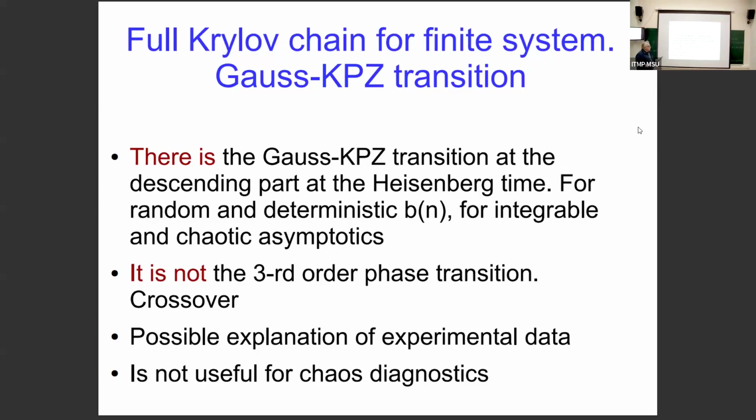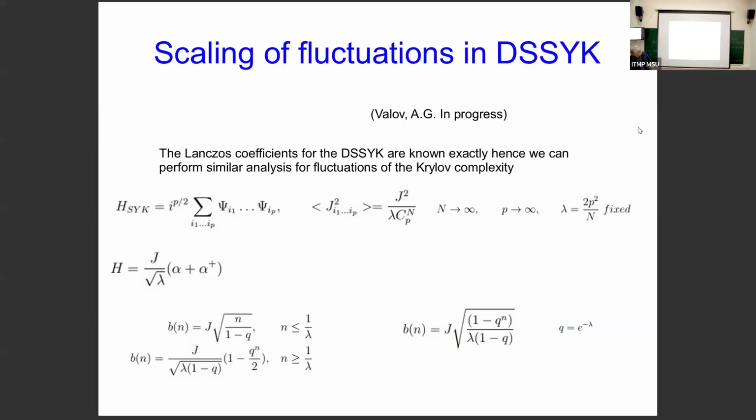And let me emphasize that it's not useful for chaos diagnostics. Initially, people suggested that this behavior could be used to recognize chaos, but it turns out that such KPZ scaling emerges both for chaotic and for integrable cases. So this is a summary of the first part of my talk.